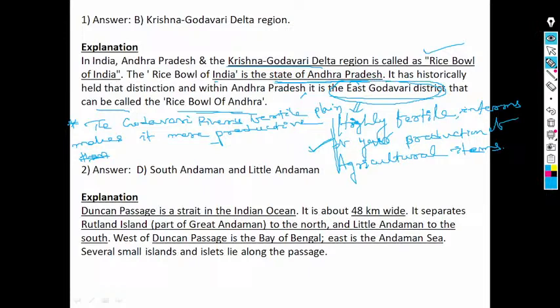Next, Duncan Passage is a strait in the Indian Ocean. It is about 48 kilometers wide. It separates Rutland Island and the part of Great Andamans to the north and the Little Andaman to the south. This is your North Andaman, this is middle, this is your South Andaman, and this is your Little Andaman.